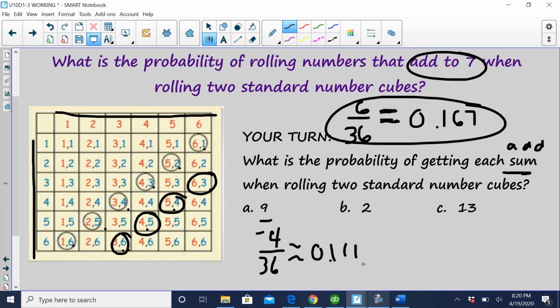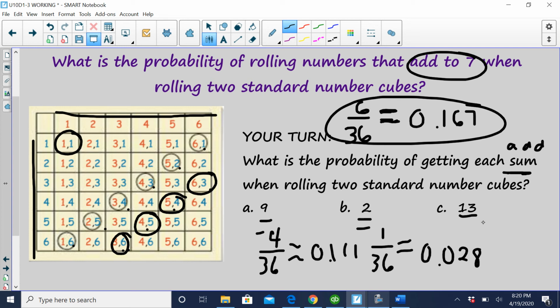Okay, next one, what's the probability of getting a 2? Well, when I look at my chart, the only way to get a sum of 2 would be 1 plus 1. So that would be 1 outcome out of 36. And if I calculate 1 divided by 36, I end up with 0.028.